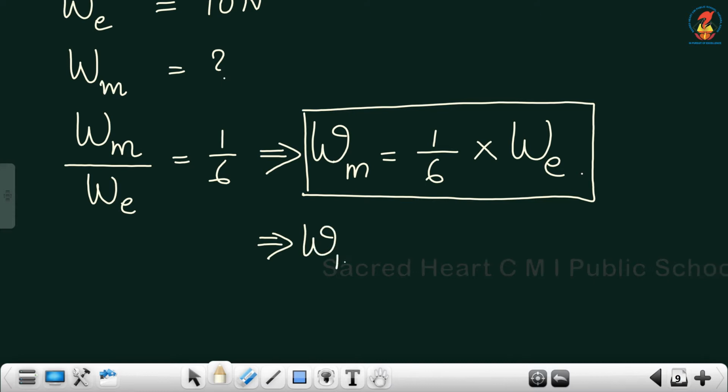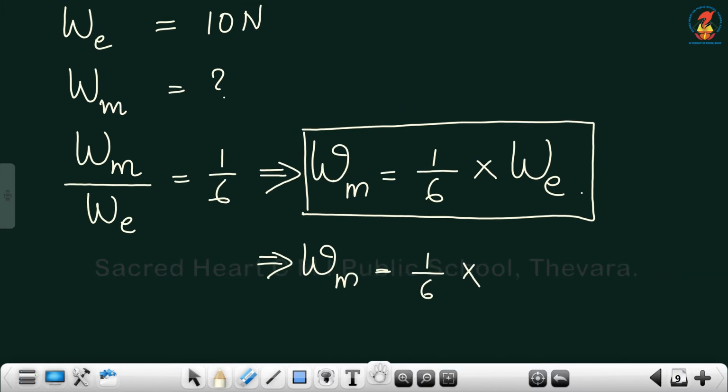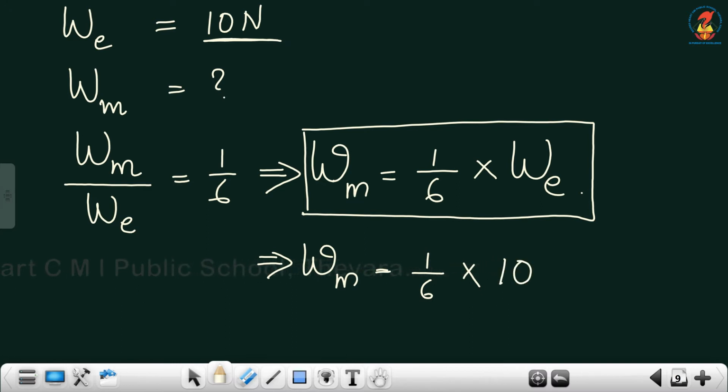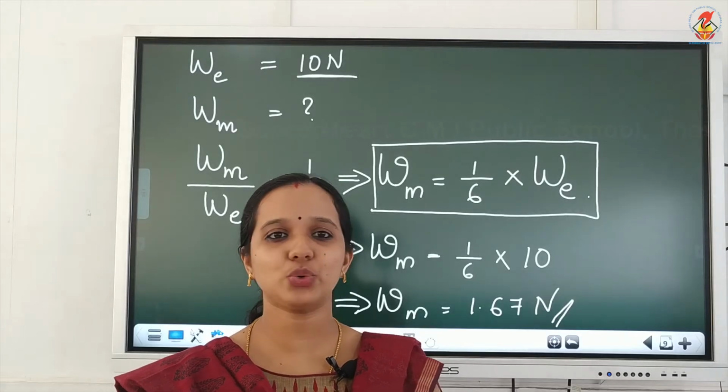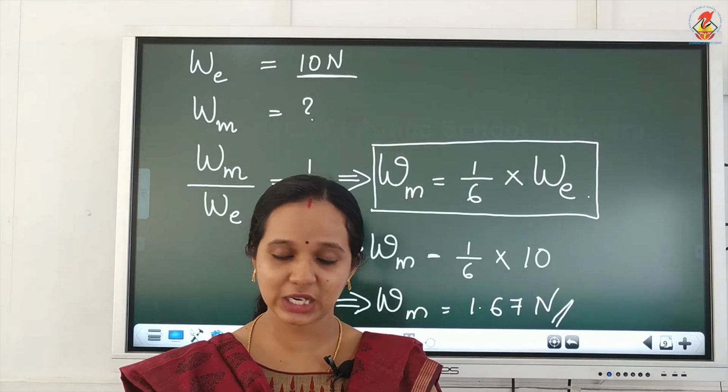That is Wm is equal to 1 by 6 into weight of the object on the surface of earth, which is given as 10 Newton in the question. So substitute 10 Newton. So weight of the object on the surface of moon is equal to, on solving this, you will get it as 1.67 Newton. So 10 Newton is the weight of the object when measured on the surface of earth. The same object is placed on the moon and measured, its weight has reduced to 1.67 Newton. Hope the problem is clear.